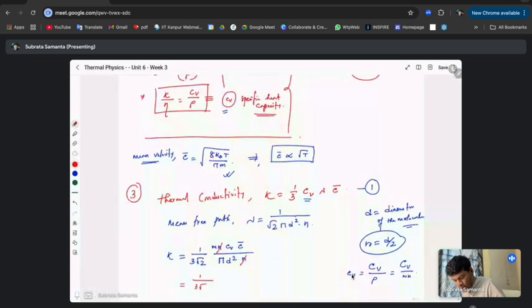We are left with this expression: kappa equals 1/3 root 2, m, small cv, and then C average over pi d square, right? So up to this point is clear. The small cv is the specific heat capacity that is given in the problem, and this capital CV is the heat capacity per unit volume. If there are any questions, you can ask.